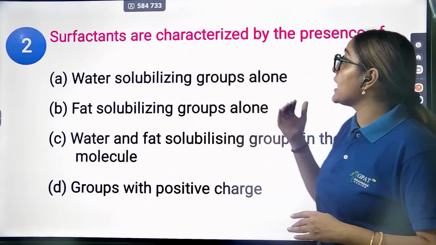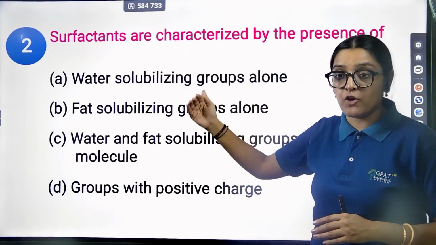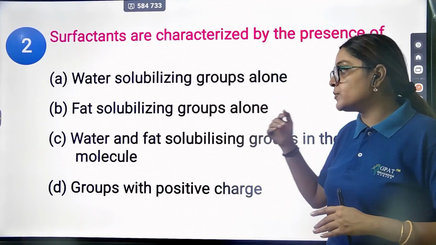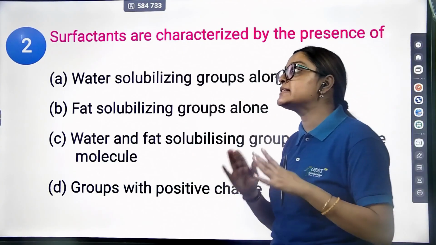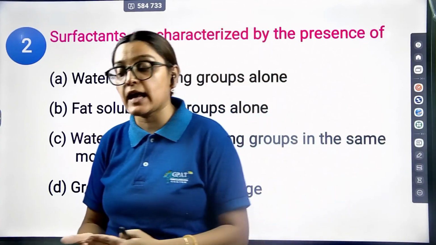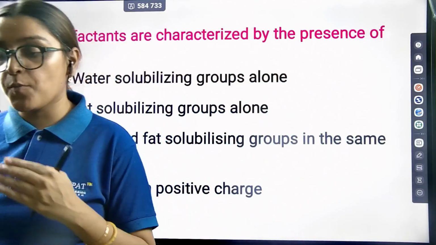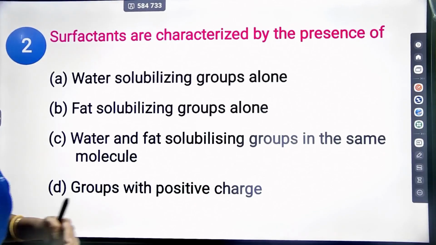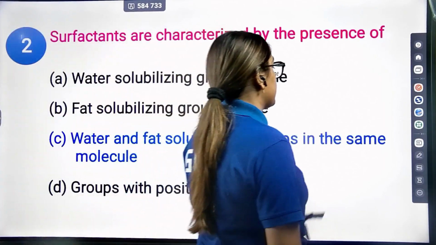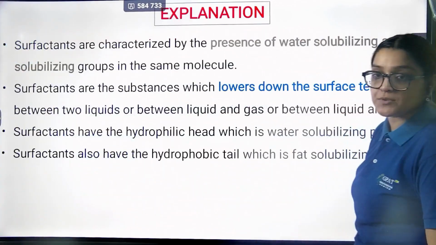Next, surfactants are characterized by the presence of water soluble groups, fat soluble groups, water and fat soluble groups, or groups with positive charge. I have been saying this since the time I started this class, that a surfactant contains both hydrophilic as well as lipophilic groups, right? So it must be clear: both water and fat solubilizing groups, right?